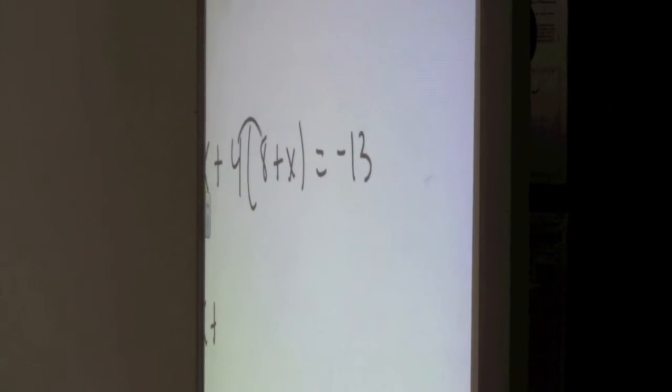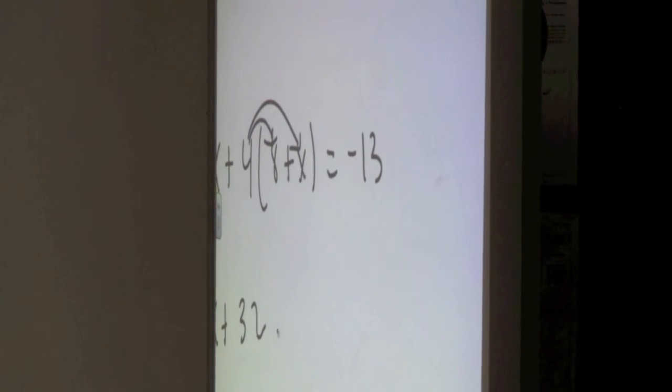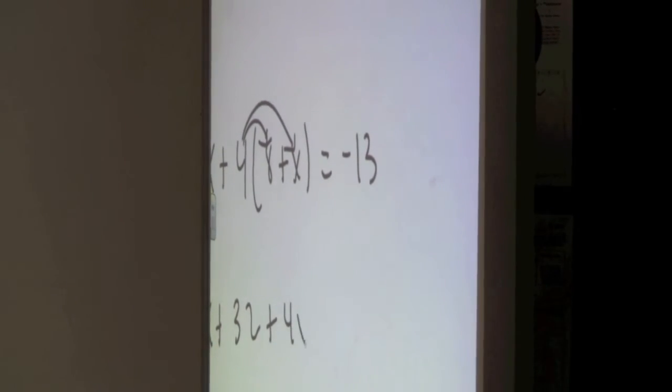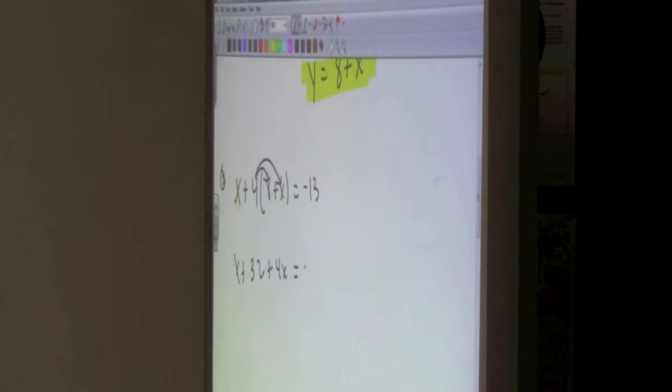So now we have to solve it. So this x plus, we're going to have to distribute here. 4 times 8 is 32, and 4 times x is 4x, equals -13. So now what we're trying to do is figure out x. So we're going to have to combine like terms, which is 4x and x, and that will give us 5x plus 32 equals -13.